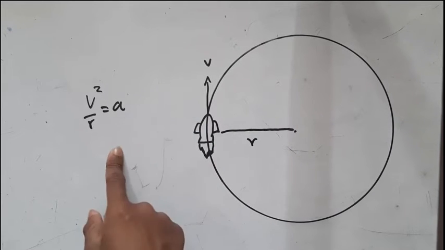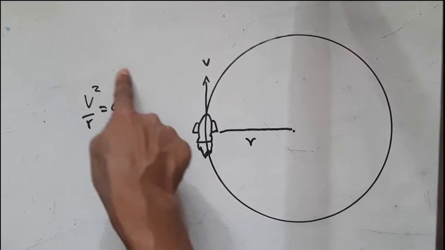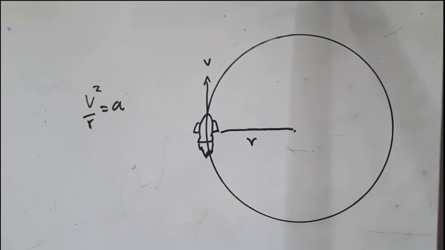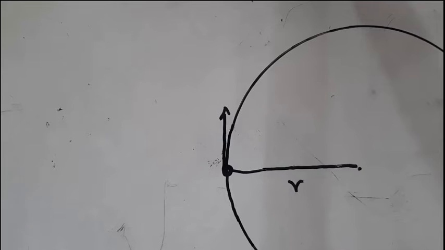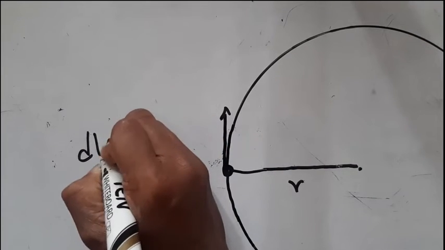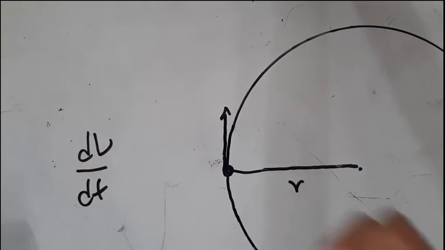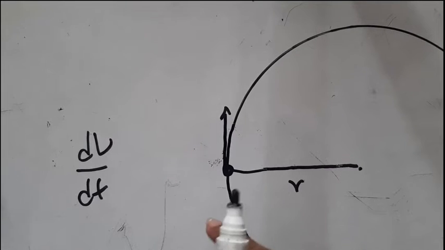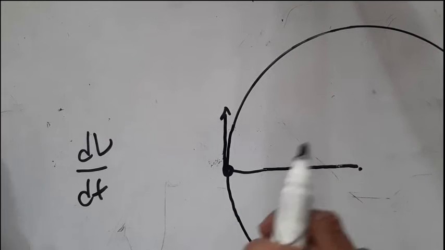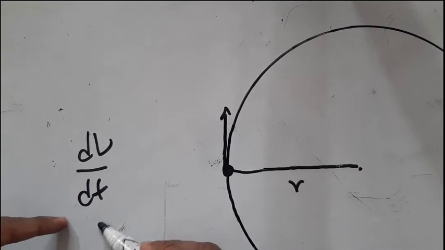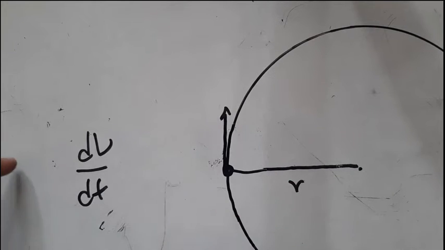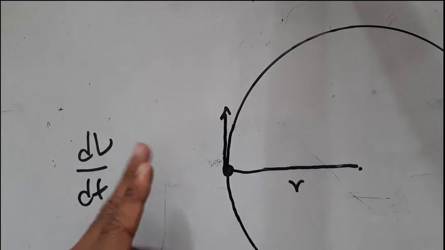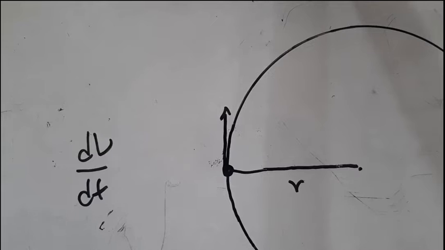So now let's see why this is true. Why does this relationship hold up? So what is acceleration? Acceleration is the derivative of velocity with respect to time, dv by dt. And what is dv? dv is the difference between the final velocity vector after the time period dt minus the initial velocity vector, or else the velocity vector at t.